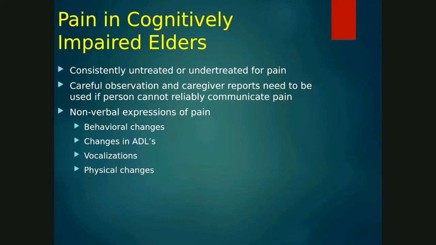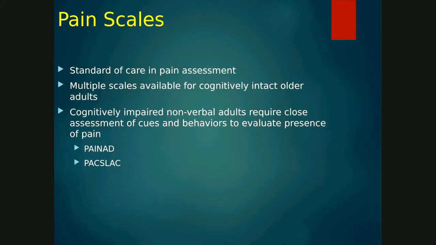And then there are physical changes. If you see a limb that doesn't look right or is uneven, maybe there was a fracture there, even if somebody can't verbally express they're in pain, you can see that there's something wrong, and that might lead you to investigate further. There are also pain scales developed specifically for people who have cognitive impairment, and two of them are the PAIN-AD, which is Pain Assessment in Advanced Dementia, and the PACSLAC, which is the Pain Assessment Checklist for Seniors with Limited Ability to Communicate.